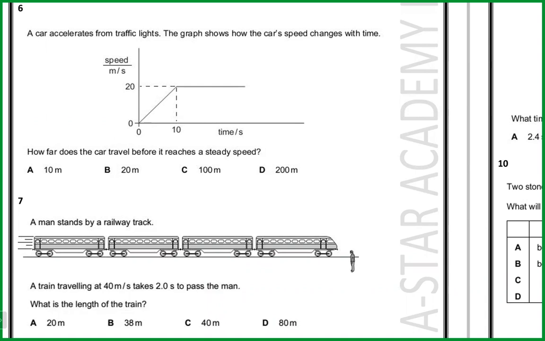100 meters. How did you do it? I just used the formula for a triangle, half base times height. Good. You actually calculated the area under the graph. Good. Question number 7.